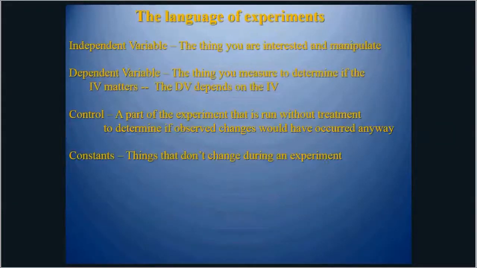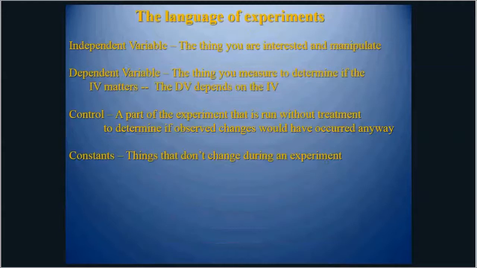When you're writing your experiment, you need to keep in mind what the different variables in the experiment are, your controls, and your constants. The independent variable is the thing you're interested in and manipulate. It is what you change. The dependent variable depends on the independent variable, and it's what you're going to measure to determine if the independent variable had an impact.